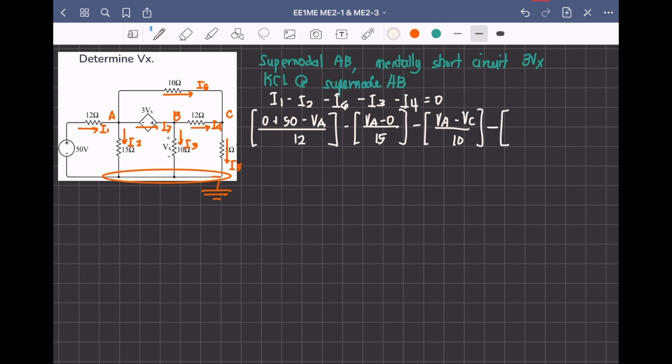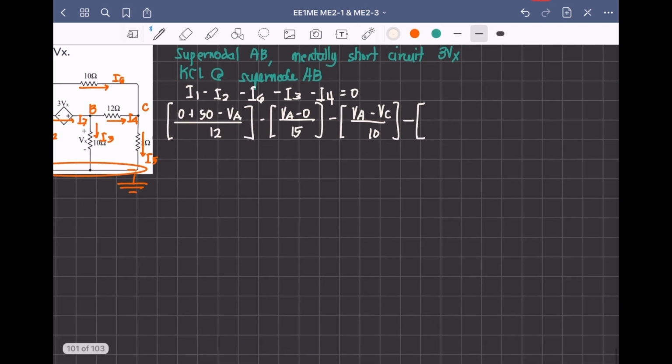Minus I3. I3 is from node B papunta sa ground. So, you have there VB minus 0 all over 10 ohms minus I4. For I4, that is from B to C. So, you have there VB minus VC all over 12 ohms. And then, equate that to 0.